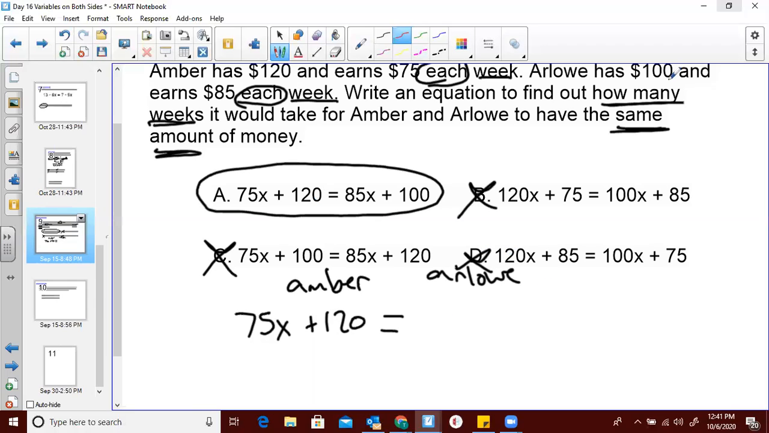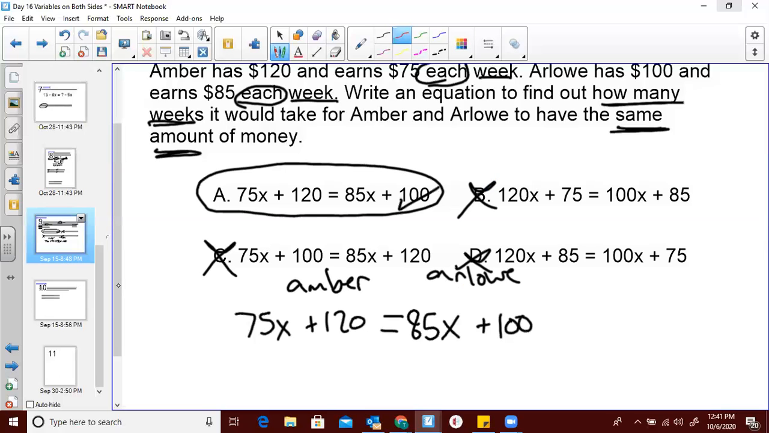So I know Arlo already has $100. Arlo already has $100, and that's positive. You can't take that away from him. And Arlo makes $85 each week. Right, and you can see that that's going to be correct.